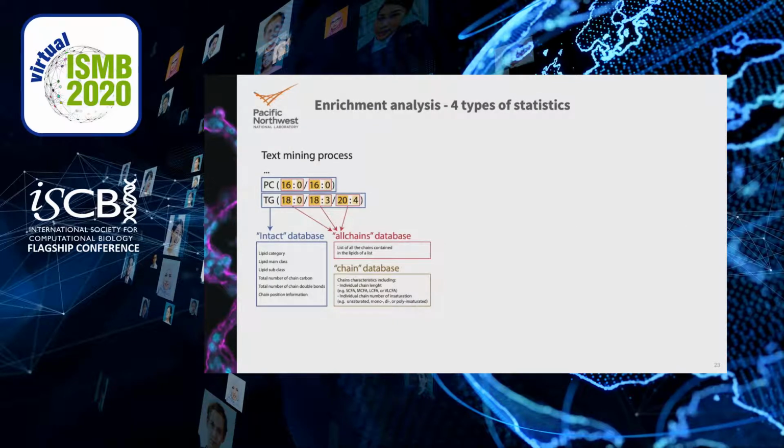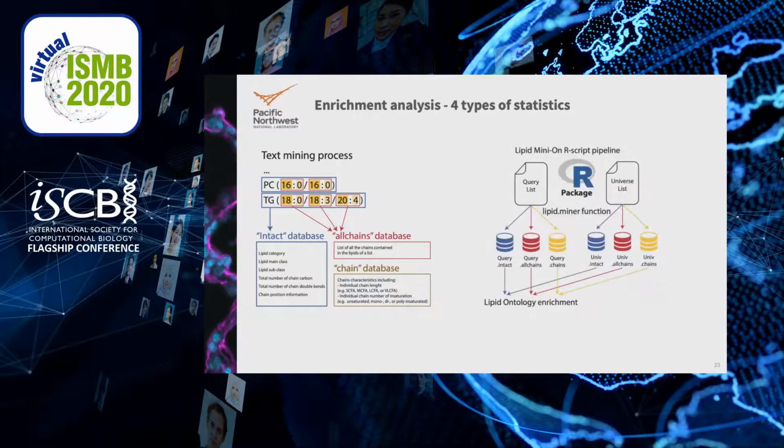Now that you know everything about our text mining process, I will describe a little bit more the enrichment analysis. In query versus universe type enrichment, as illustrated with the Haribos before, we run the Lipid Mini-on function two times and we compare the ontology bins associated with each one of the 2 groups: the query, which is usually what you're interested in, versus everything that was detected, for example.